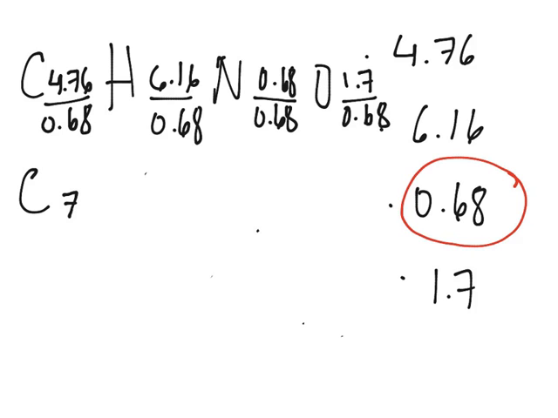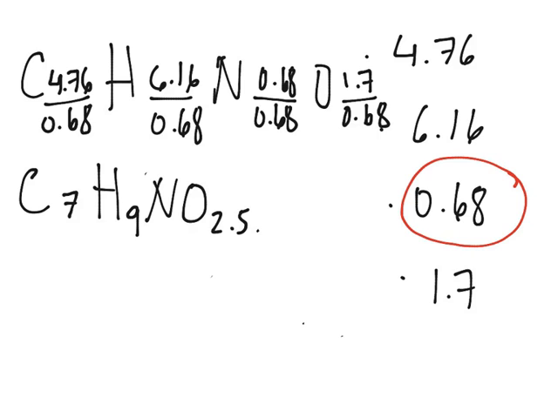If the number is really close to 7, like 6.9, you can put it as 7. For the hydrogen, we get about 9. For the nitrogen, we simply get 1, or we don't write anything. And for the oxygen, we get 2.5. And like I said before, you cannot have a decimal in your empirical formula.